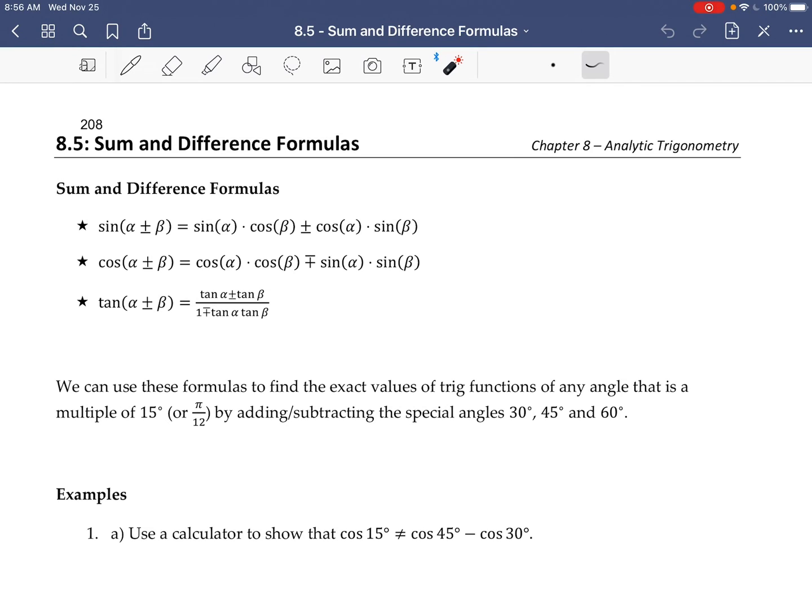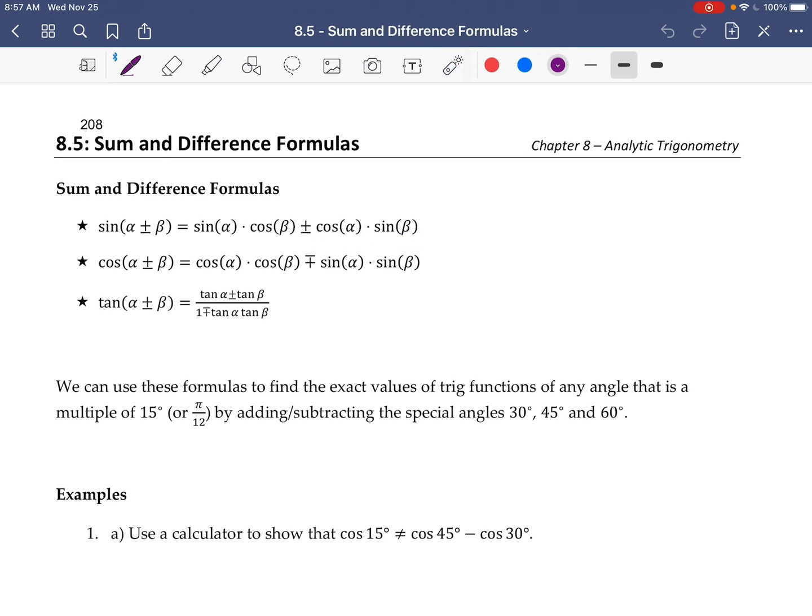In this video, we're going to talk about a couple of other formulas or identities, talking about the sum or difference of angles inside the trig functions. So if you have sine of alpha plus or minus beta, it's going to be sine alpha cos beta, plus or minus cos alpha sine beta.